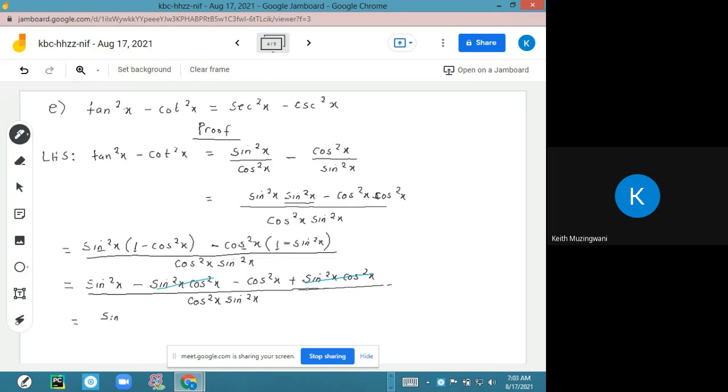So we now have only two things remaining in the numerator. So we'll write them by separating the denominator. By separating them, we give each the full denominator, minus cos squared x over cos squared x sine squared x. But here we'll have this and this cancelling, cos and cos cancelling, and then we remain with 1 over cos squared x minus 1 over sine squared x. 1 over cos squared is the same as sec squared x. 1 over sine squared is the same as cosec squared x. And this is our right hand side. Proved.